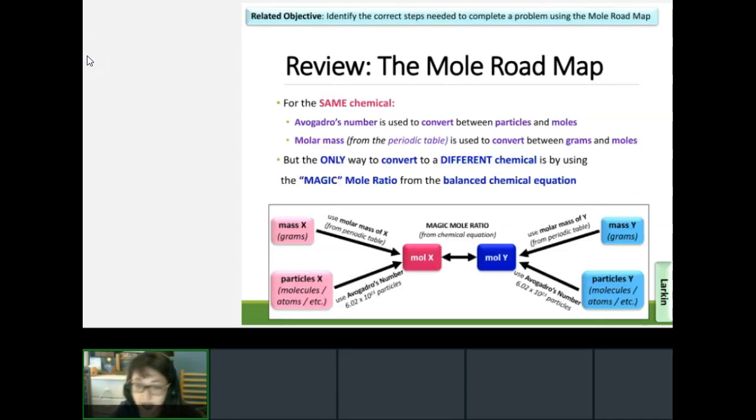All right, so let's take a look here. Remember, this is our roadmap that we just saw. When we want to go from particles to moles or vice versa, we just use Avogadro's number. When we want to go from grams to moles, we use molar mass. But again, the only way to convert to a different chemical is to use the magic mole ratio from our balanced chemical equation.